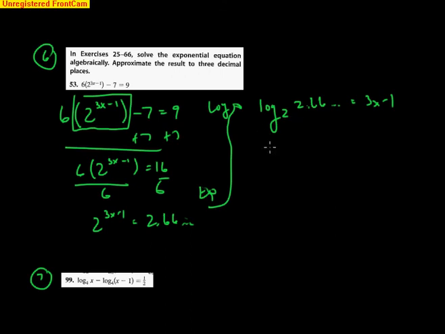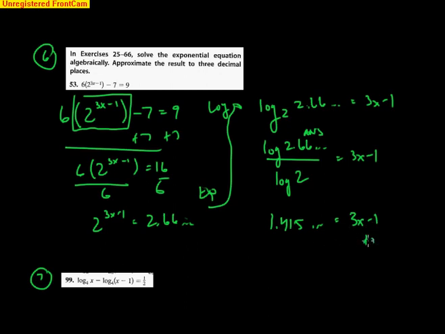And now let's use change of base. You can use natural logs or log base 10. Log of 2.666 over log of 2 equals 3x minus 1. I'll use my ANS, my answer button, to get that in there. So log of the answer divided by log of 2. That is 1.415, blah, blah, blah, equals 3x minus 1.